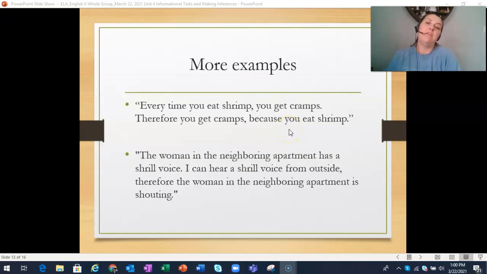So let's look at some more examples. These might be personal experiences. If you say, every time I eat shrimp, I get cramps, therefore, I get cramps because I eat shrimp. I can make that inference. It's an educated guess. I can put those things together. Secondly, the woman in the neighboring apartment has a very shrill sounding voice. I hear a shrill voice from outside, so the woman in the neighboring apartment is probably outside shouting. I can put those things together without the text explicitly saying it.